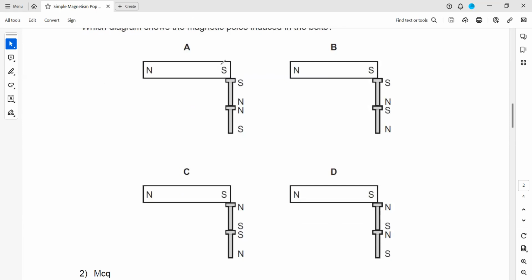if this is a south pole, then this should be a north pole. So it is wrong. If this is a south, because like poles will repel. So if this is a south, north is there, then south, and then south cannot be, like poles repel. But when you check D, north, south, north, south. So D will be the right answer.